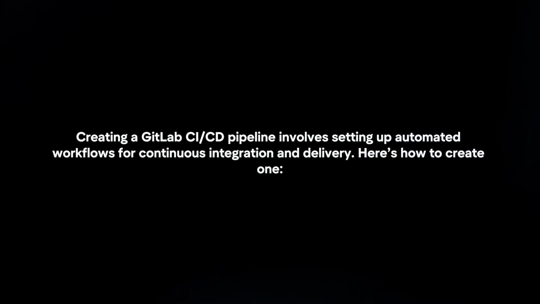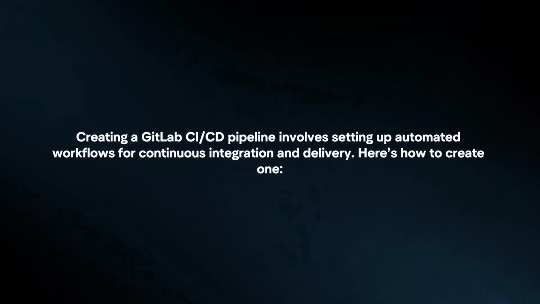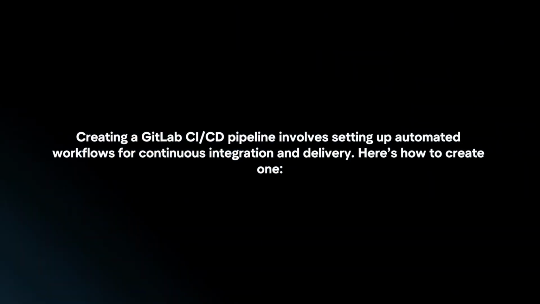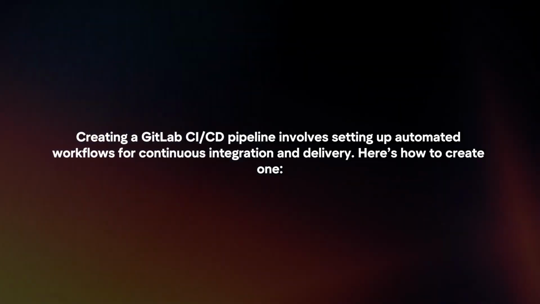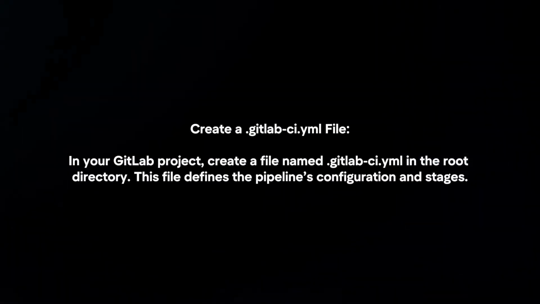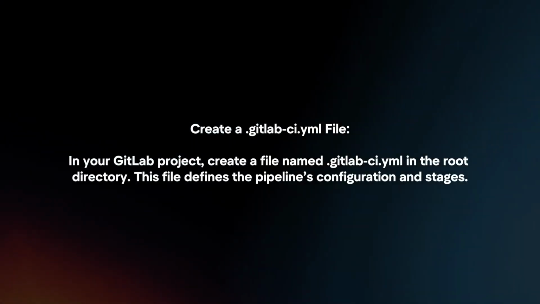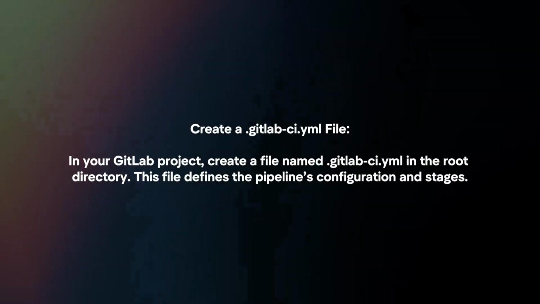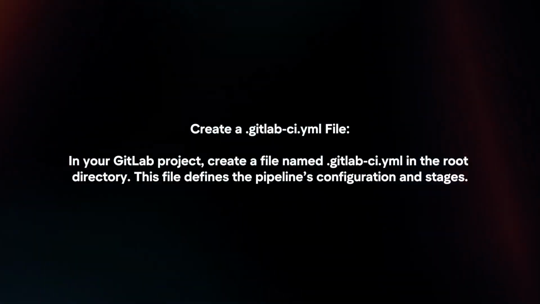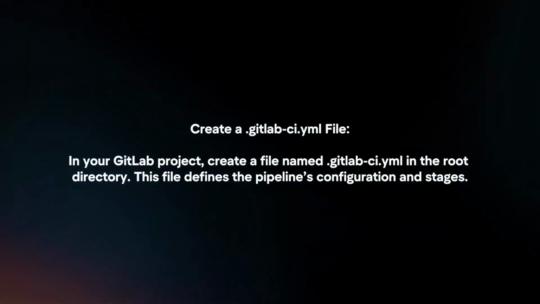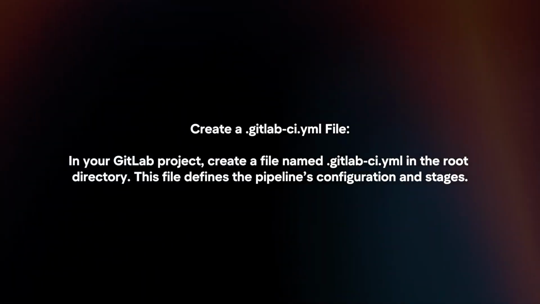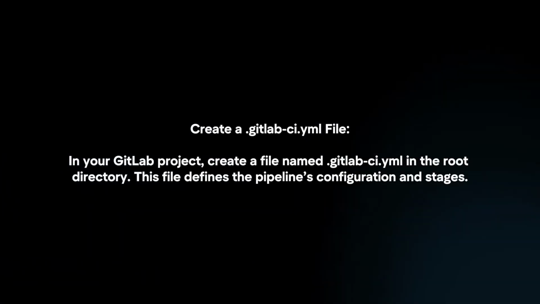Creating a GitLab CI/CD pipeline involves setting up automated workflows for continuous integration and delivery. Here's how to create one. Create a .gitlab-ci.yml file. In your GitLab project, create a file named .gitlab-ci.yml in the root directory. This file defines the pipeline's configuration and stages.